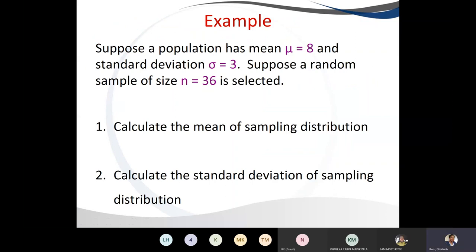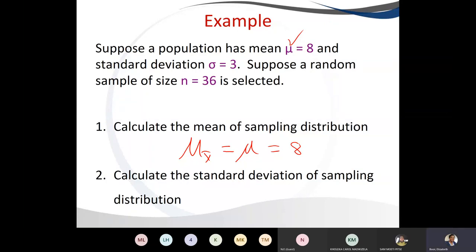Suppose that we have a population that has a mean of 8 and a standard deviation of 3. Suppose a random sample of size n equals 36 is selected. Calculate the mean of the sampling distribution. All they are asking me to do here is calculate the mean of a sampling distribution, denoted by mu of X bar, because we're talking about the sampled means, the different means that we calculated from here. Remember, it is the same as your population mean, therefore it equals 8.